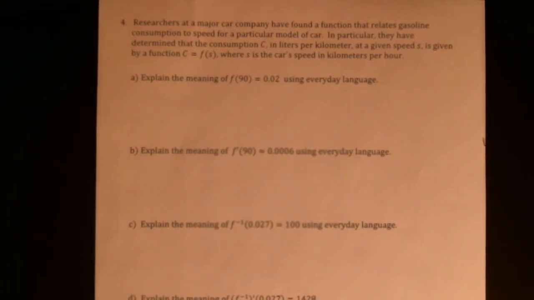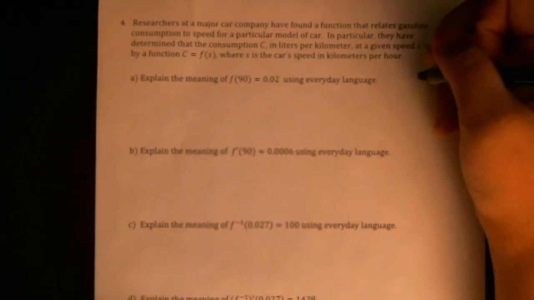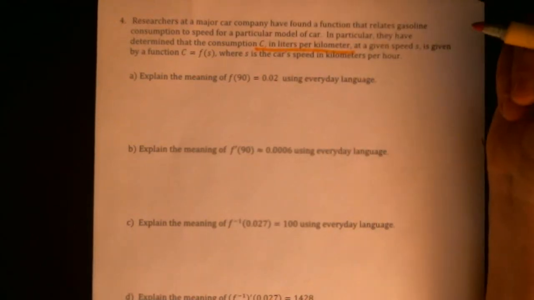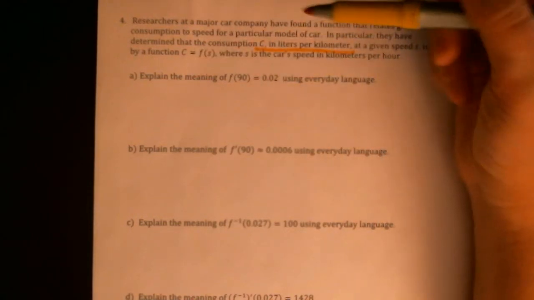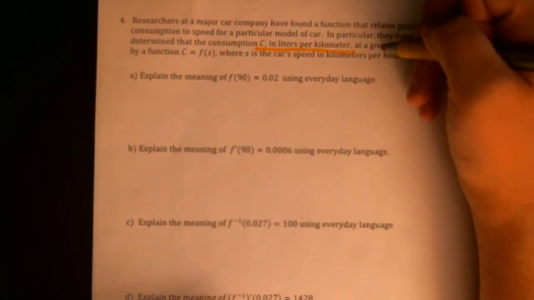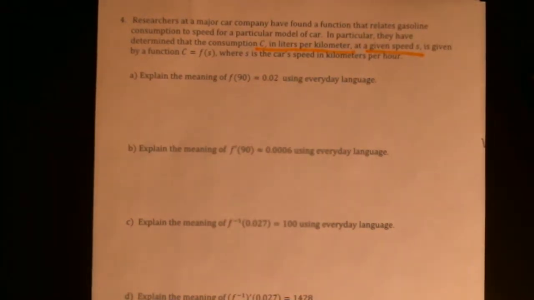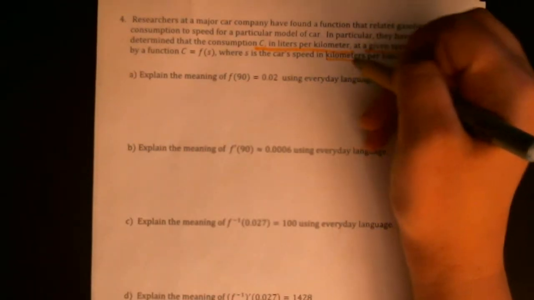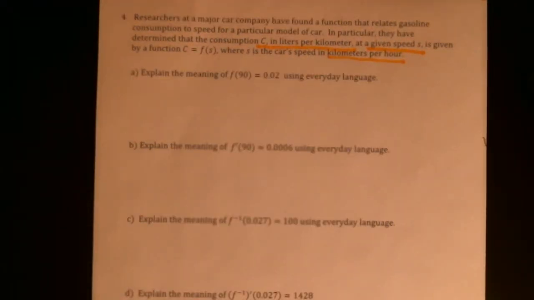So we have research coming out of a major car company that gave us a function relating gasoline consumption to the speed that a particular car is traveling, a particular model of car. So they've determined that the consumption C in liters per kilometer is given by this function C equals f of s, where s is the speed that the car is traveling at, in kilometers per hour. Okay, so those units are really good.